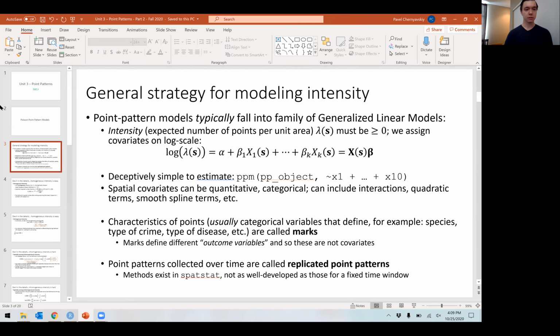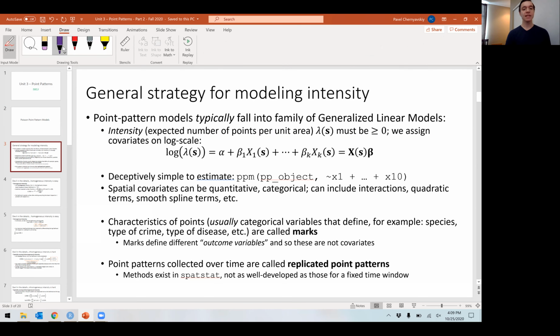So point pattern models describe how we assign covariates. And remember, these are spatial covariates, so they have to be defined everywhere, not only at your observed points. But we will be modeling log intensity. Because intensity is the expected number of points per unit area, it can't possibly be negative. And so the natural log is how we will be assigning covariates to our intensity.